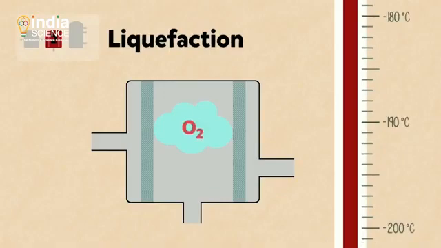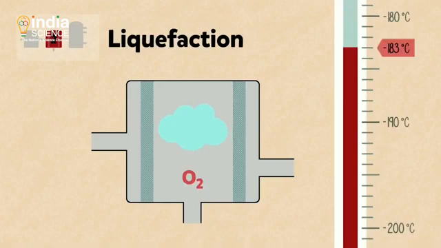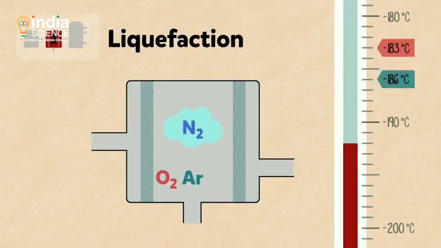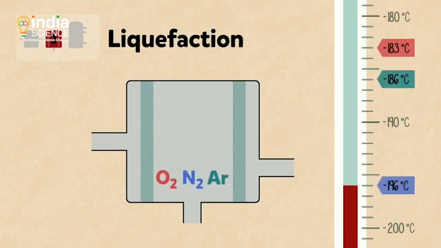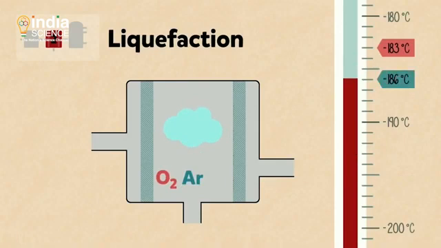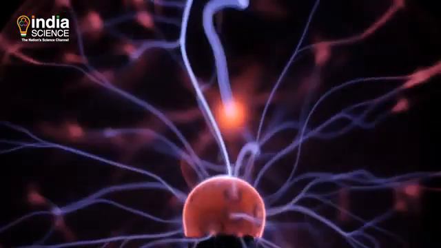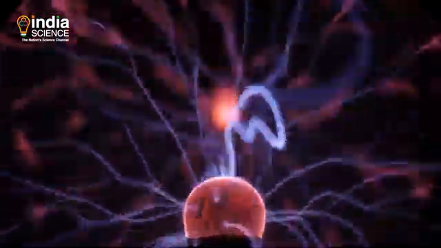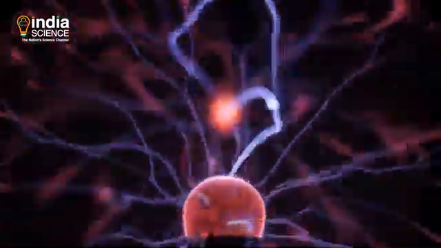The air is first cooled to -181 degrees Celsius. At this temperature, the oxygen liquefies. The boiling point of nitrogen is -196 degrees Celsius, so it still remains in gaseous form at this temperature. But argon has a similar boiling point to that of oxygen, which is -186 degrees Celsius. And so, a significant amount of argon liquefies with the oxygen.